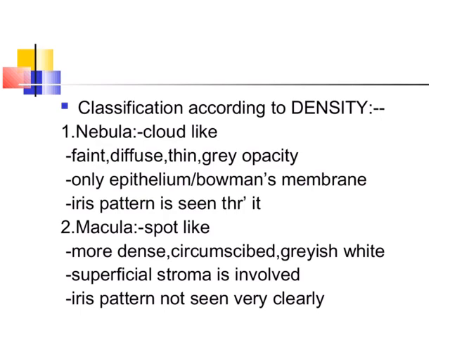Classification according to density, like when we do a slit lamp examination, is how we grade a corneal opacity. What is a nebular corneal opacity? It's a cloud-like, faint, diffuse, thin, gray opacity. Only the epithelium and Bowman's membrane are involved here, and the iris pattern is seen through it. Macula is more spot-like, more dense, a circumscribed, grayish-white opacity, and here, along with the epithelium and Bowman's membrane, the superficial stroma is also involved, and the iris pattern is not that clearly seen.